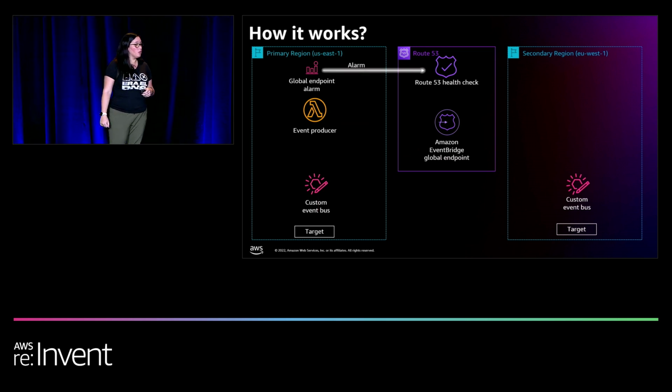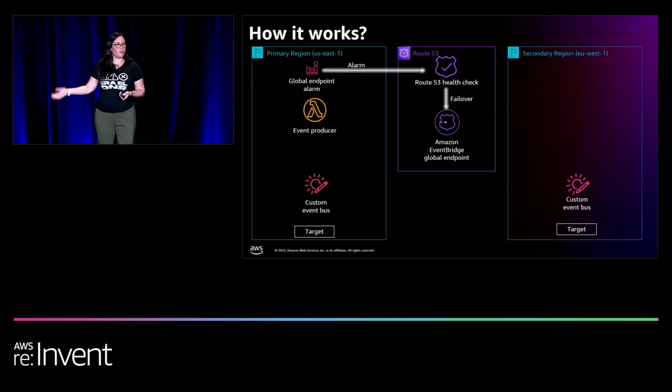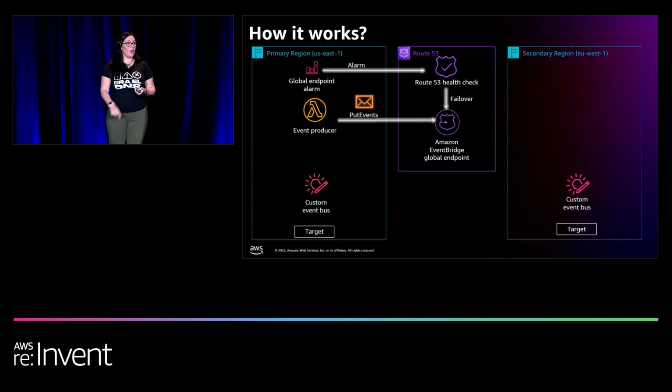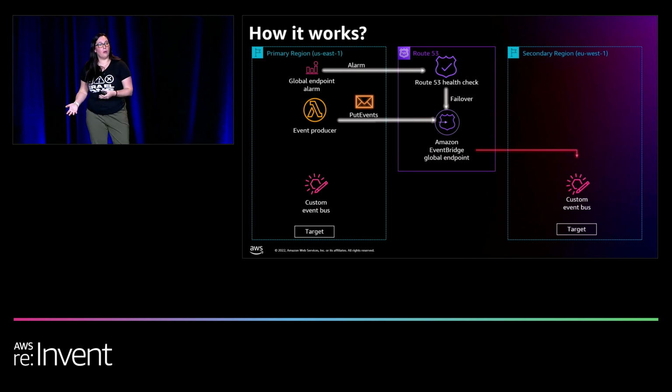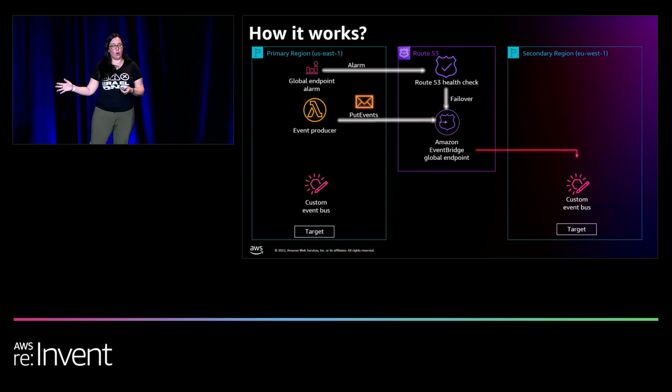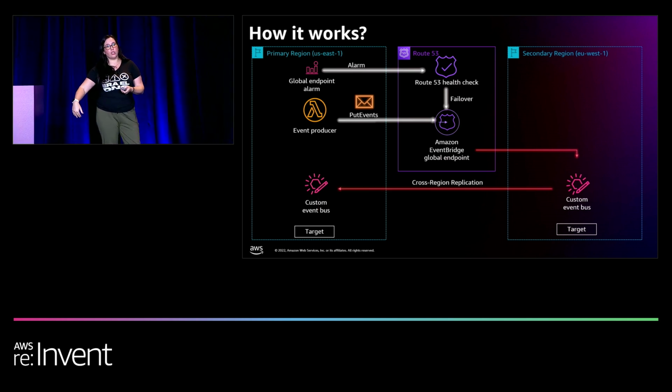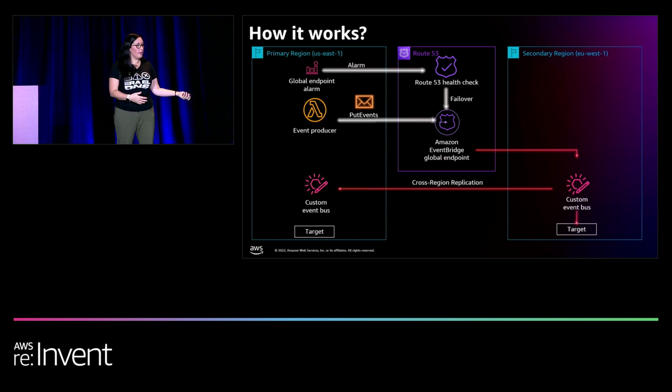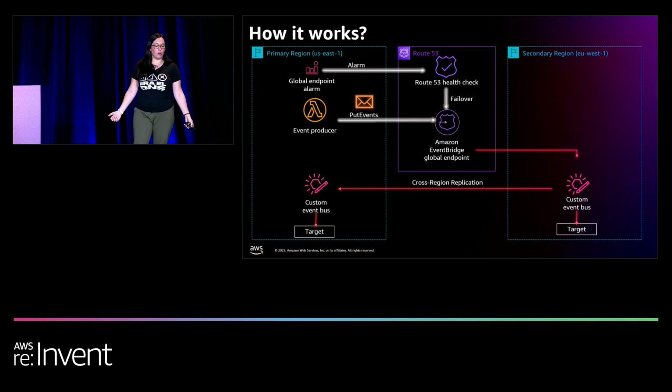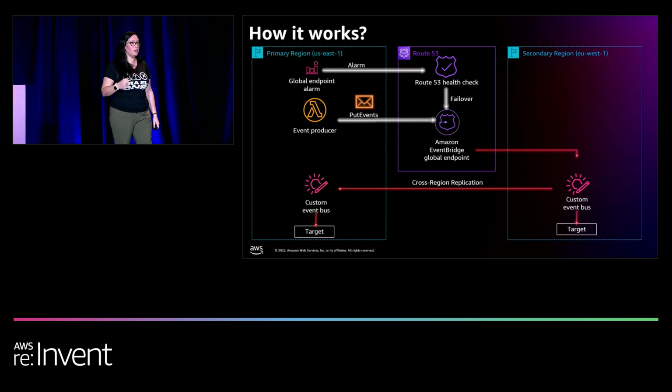Now, the alarm got triggered, something exploded, we are failing over. So now the Lambda function will put it again to the global endpoint, but because we are failing over, we are going to the secondary region, and we are going to replicate the event and put it in both CloudWatch logs. So let's see this in action.